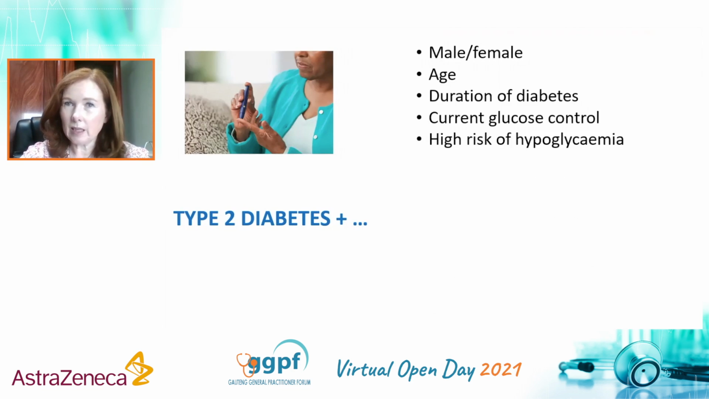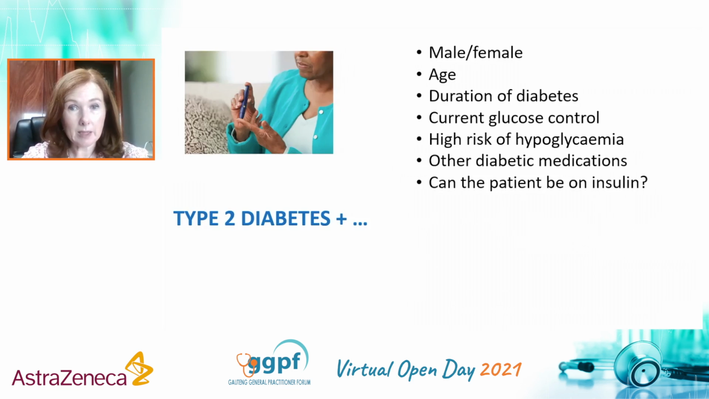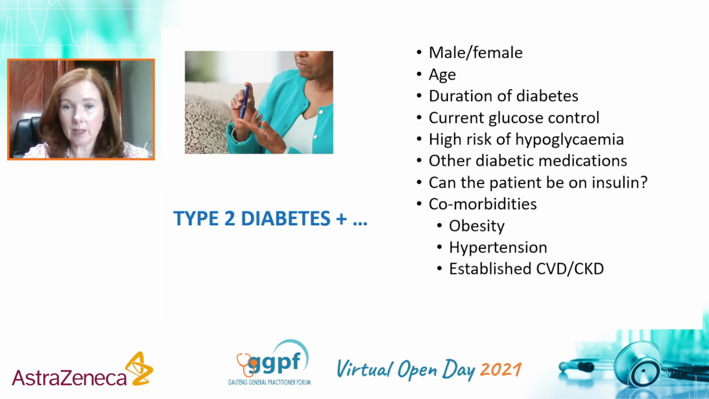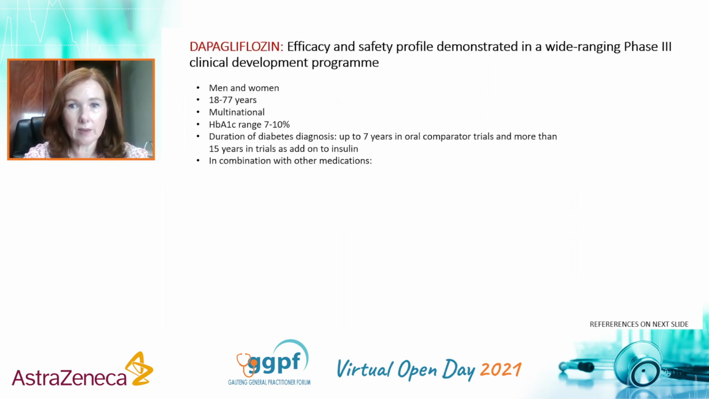Is it appropriate and safe therapy for patients who are at high risk of hypoglycemia? And can patients be on other diabetic medications, particularly insulin, and still use an SGLT2 inhibitor? Of course, is there any extra benefit in our patients who are obese and have hypertension, and particularly in those who already have established cardiovascular disease or chronic kidney dysfunction? And often the million-dollar question is, will it be funded? So I'm going to take you through each of these issues and see if we've got positive answers for those.